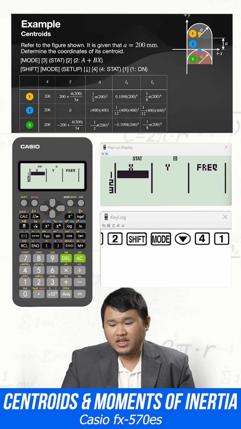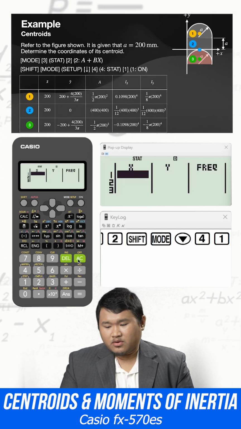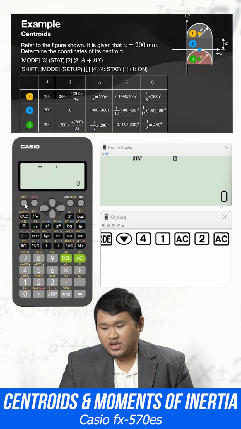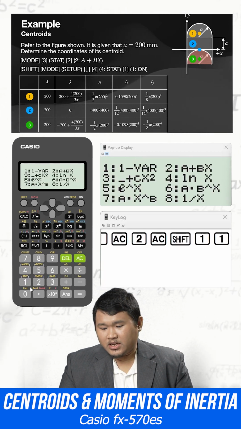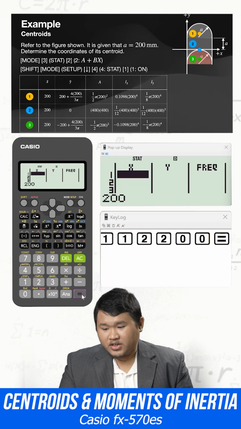Once we have the table set up, we can now input the table into the calculator. Make sure that the inputs are correct so that the results are accurate as intended.